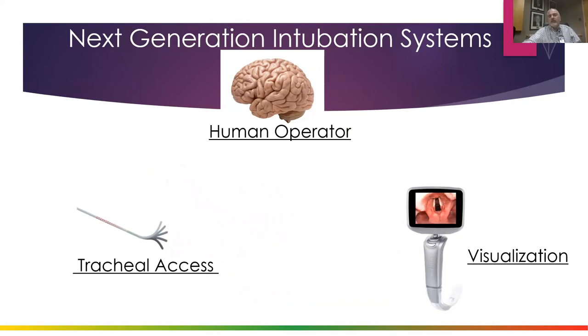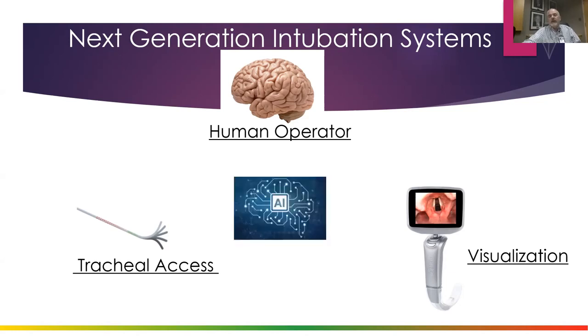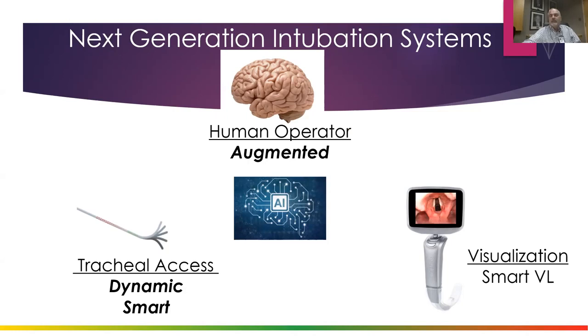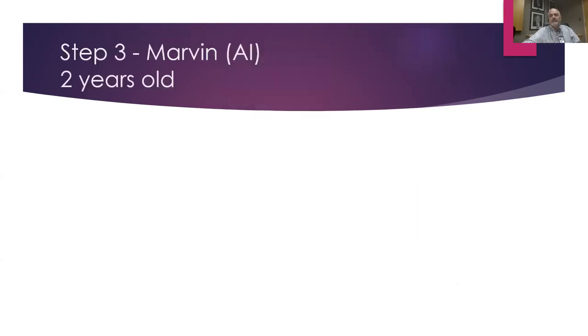Again, our system is tracheal access, visualization, and a human operator. And the next evolution is to add AI. So how does that change the mix? Now we have a smart video laryngoscope, dynamic smart stylet, augmented human performance, and that should improve outcomes because we can now train people less. And remember, training is the single most expensive thing we can do to fix a problem.